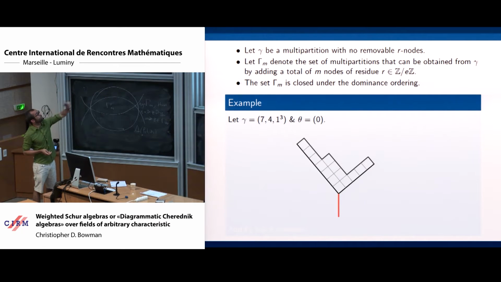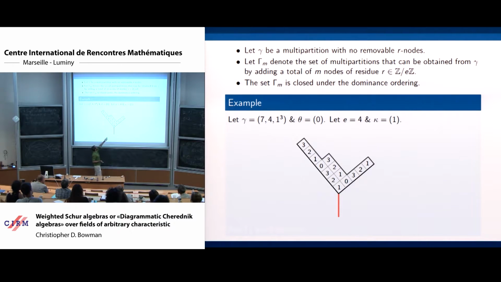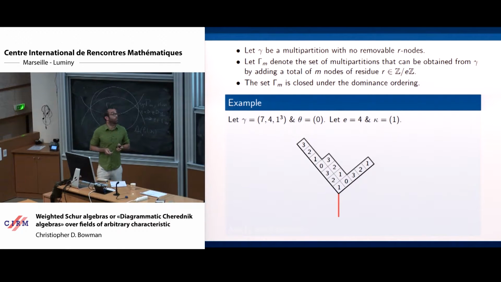So how are we going to do it? Here is our partition gamma. So it's 7, 4, 1 cubed. And I've picked theta to be 0 just because. Now, I'm going to let my quantum characteristic be 4, and kappa, my multi-charge, be 1. And this means that I put the number 1 in the first box at the bottom, and then I go 1, 2, 3, 0, 1, 2, 3 up there, and along this way I go 1, 0, 3, 2, 1. And these are the residues of these boxes, and these appeared already this week.